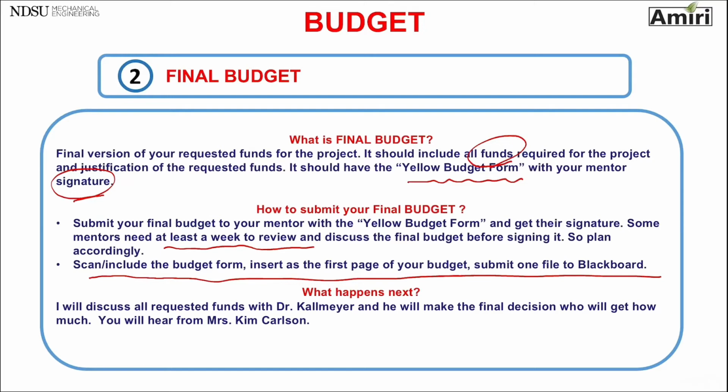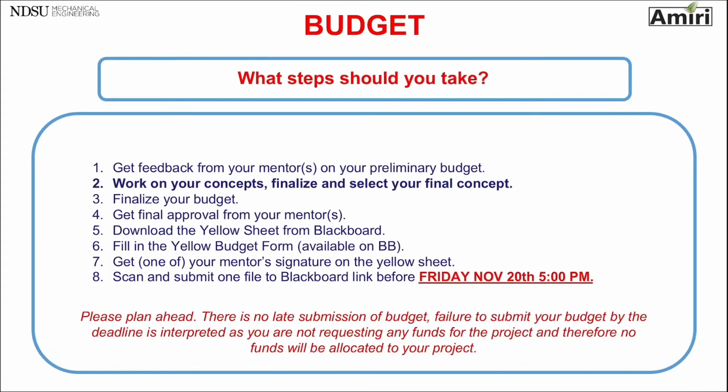Usually within a week of submitting that budget, Dr. Kalmaier and I meet with each other, go through all the budgets and allocate funds to your projects, and you will be hearing by email from Kim Carlson in the ME department about how much of your budget was approved. After that point you are authorized to start ordering and making purchases.